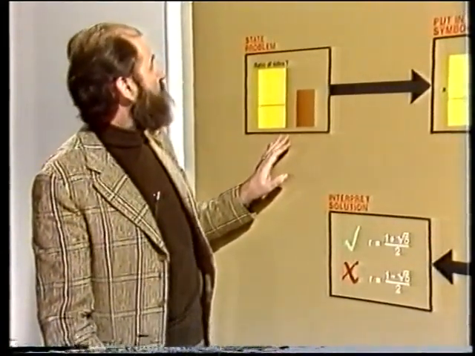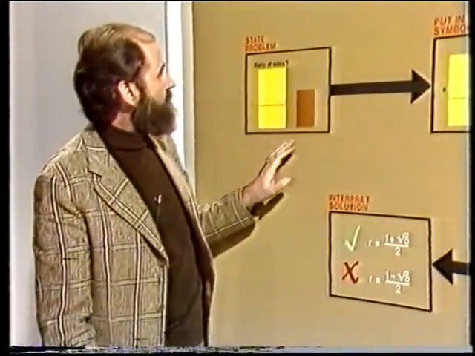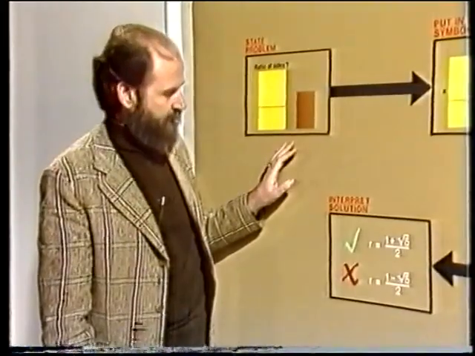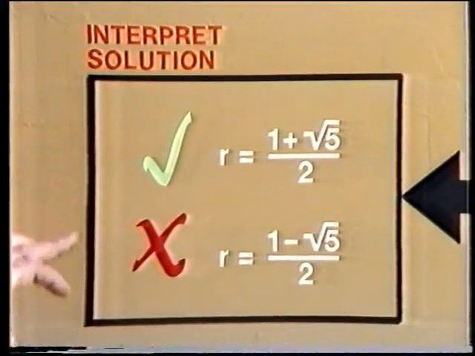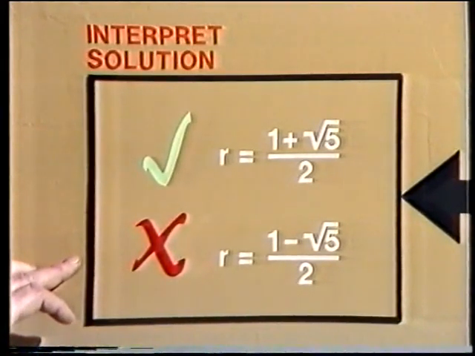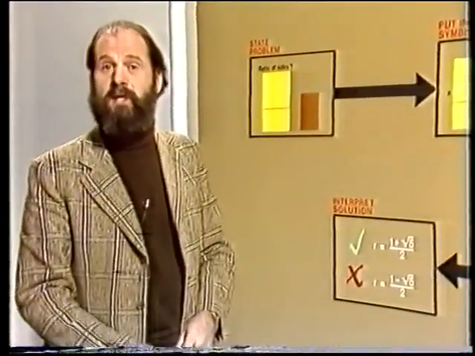Now, the original problem is a ratio of size, and so therefore the answer must be positive. And so the positive number is acceptable as a solution, but we've got to reject the negative one. Well, that was straightforward enough.